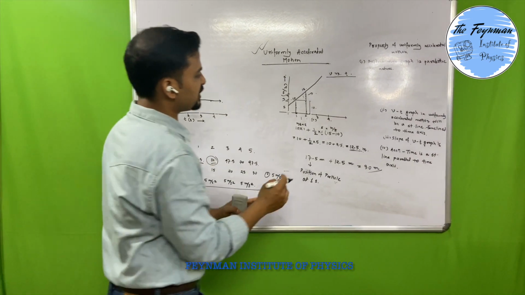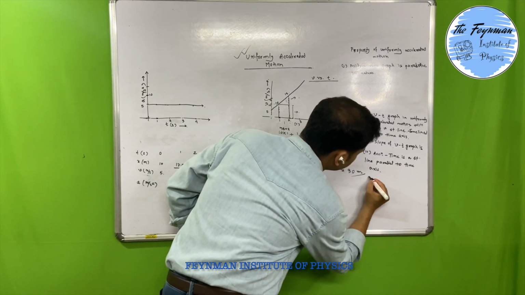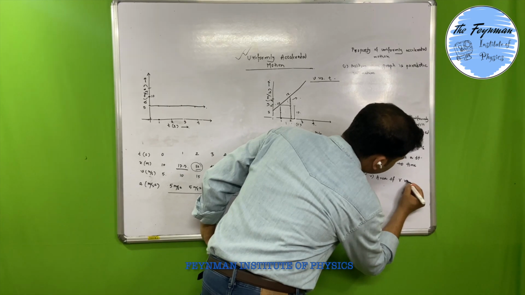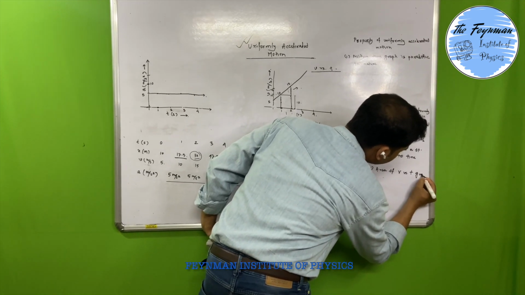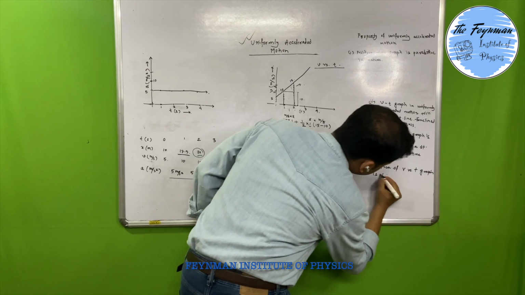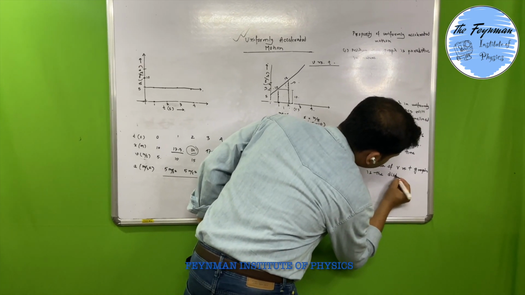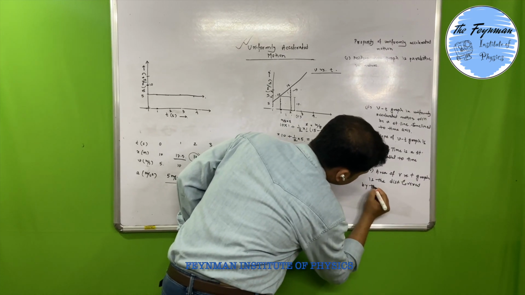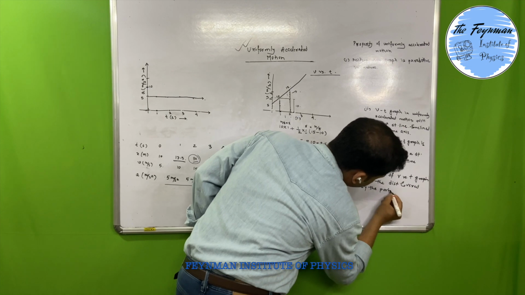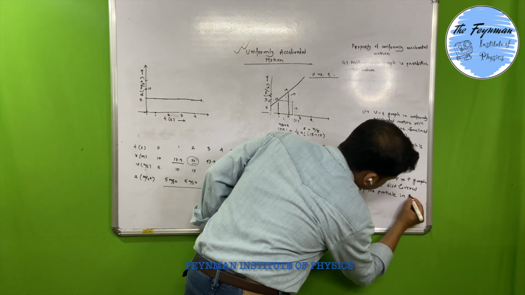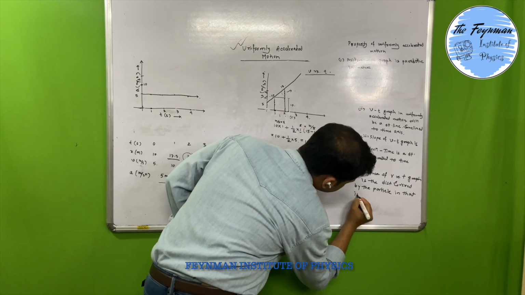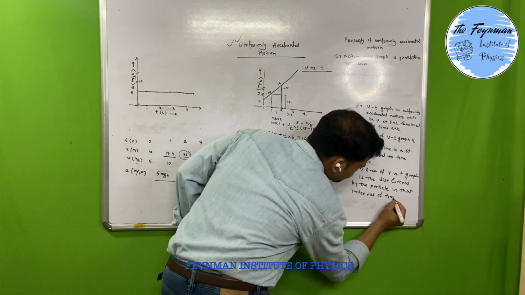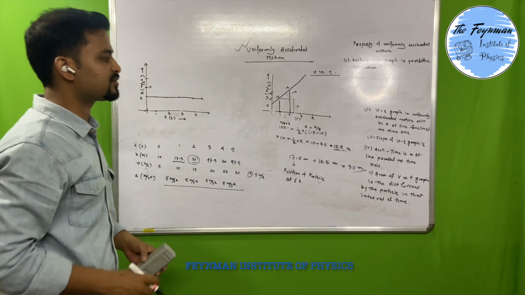So again we can say that the area of the velocity versus time graph is the distance covered by the particle in that interval of time. So this will be another property of uniformly accelerated motion.